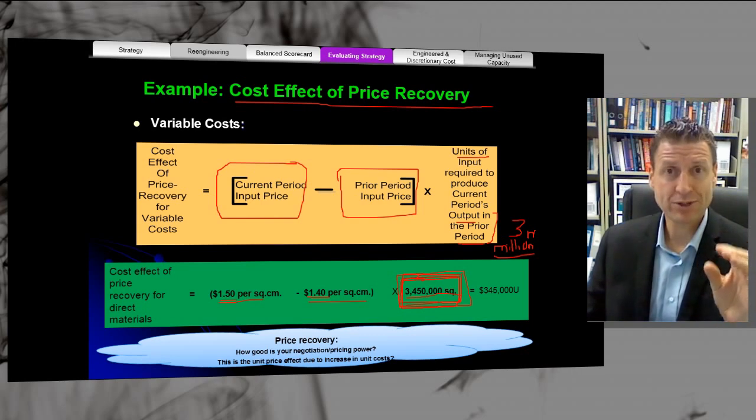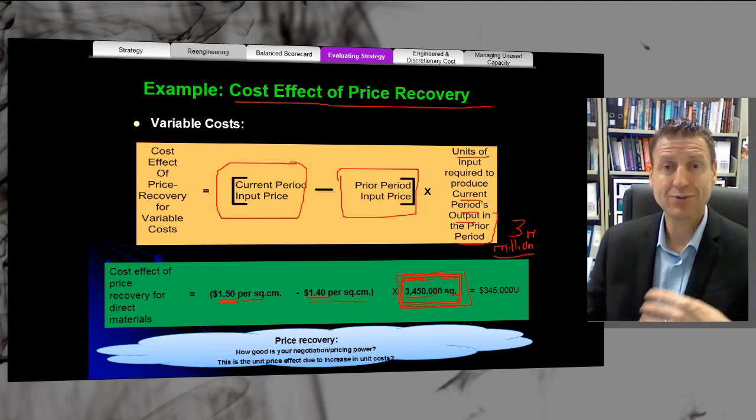Now, that's when we produce 1 million units. But now the units of input required to produce the current period's output, assuming the productivity remains the same. In the prior period, we used 3 million to produce 1 million. This period, we're using 3 million direct materials input to produce 1.15 million. So therefore, we need to multiply that 3 million by 1.15 divided by 1 million. And that's how we get the 3.45 million square centimeters.